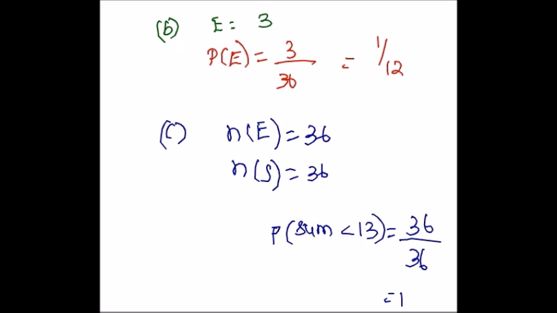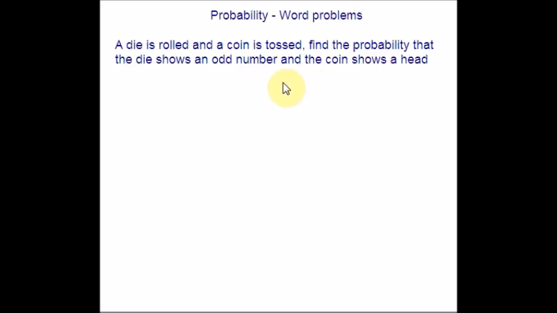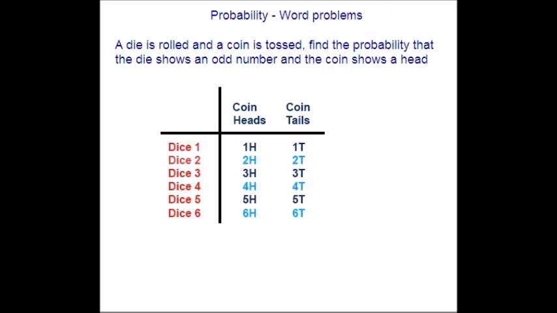Let me give you one more example. Here is the next example. A die is rolled and a coin is tossed. Find the probability that the die shows an odd number and the coin shows a head. So you have to find the probability where both these conditions are satisfied. As usual, we are going to list out the sample space. If you are rolling a die, you may get 1 to 6, and if you are tossing a coin, it will be head or tail. So this is the list of sample spaces. You will get 6 outcomes with head and 6 outcomes with tail.